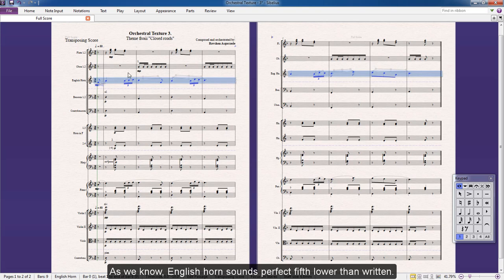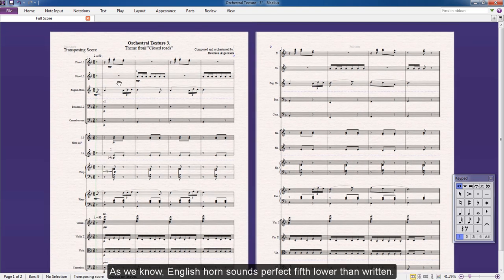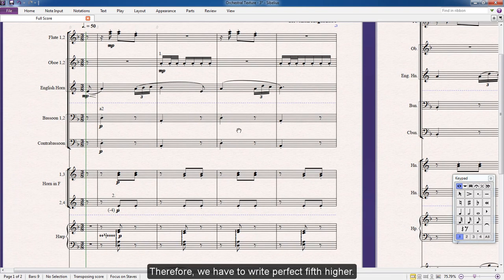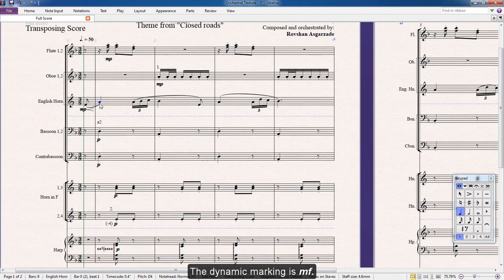As we know, English horn sounds a perfect fifth lower than written. Therefore, we have to write a perfect fifth higher. The dynamic marking is mezzo forte.